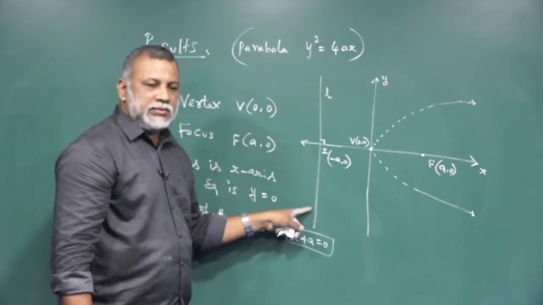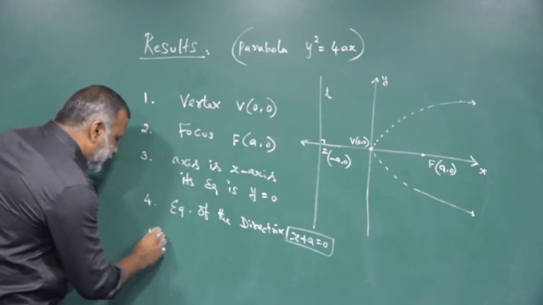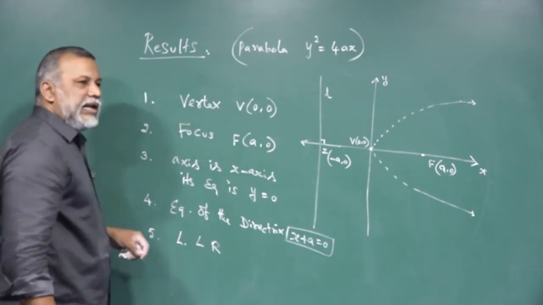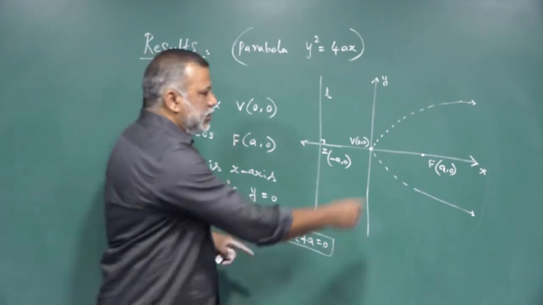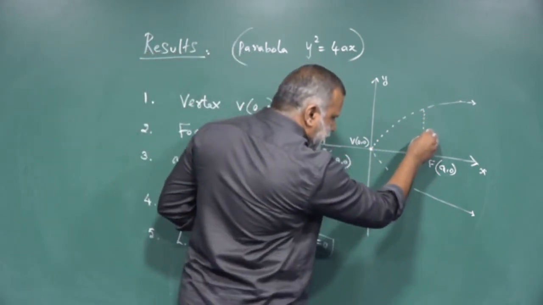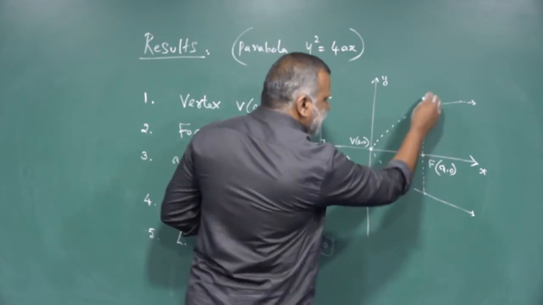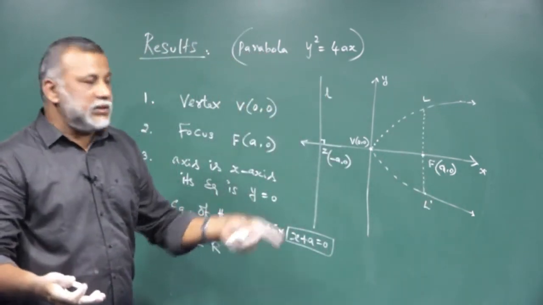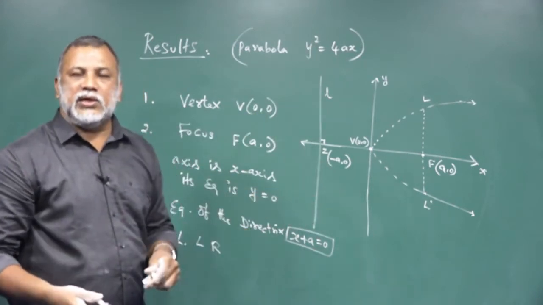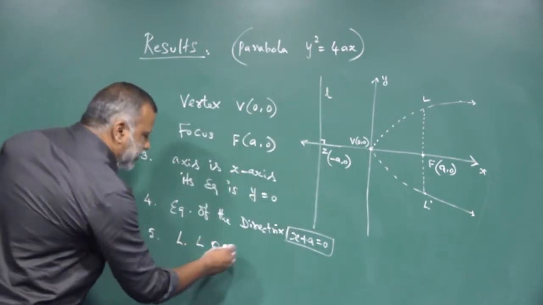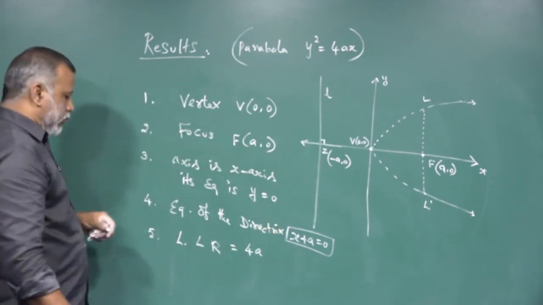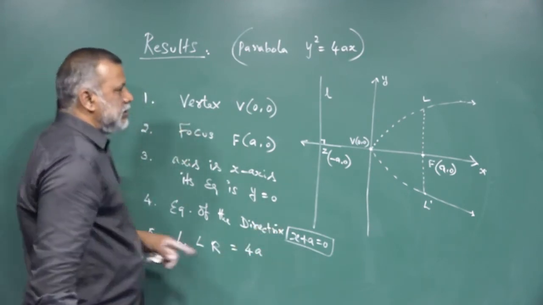This is the directrix. Then the another one is length of the lattice rectum. Just now we worked out. See, this is the length L and L dash. This L and L dash are called length. Total length L dash is called length of the lattice rectum. So length of the lattice rectum we just now worked out. The value is 4a.